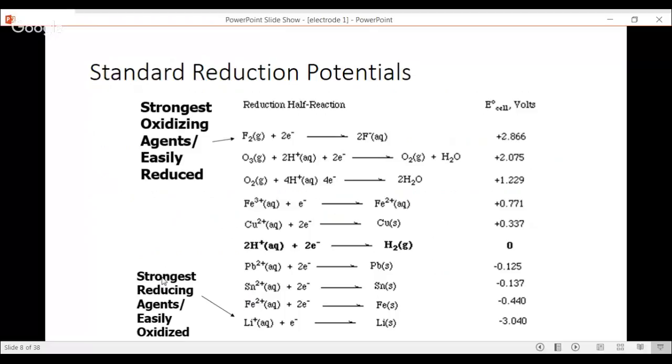So what it means is lithium plus electron giving rise to lithium. Therefore, it is a strongly reducing agent or easily oxidized. Lithium is easily oxidized to lithium plus. Fluorine is easily reduced or a strong oxidizing agent. We will see later on, all these things are very important for us when we have to do electrochemical redox reactions.